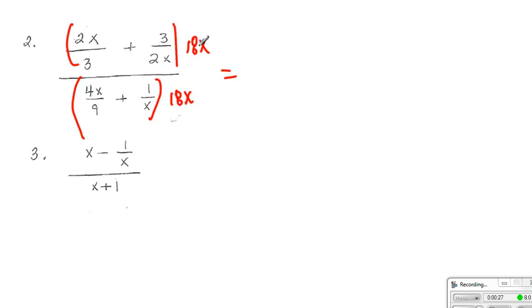Then what we end up getting is, when 18x multiplies by 3, we have 6x, hence we end up getting 12x squared for the first one. Here we have 9, so plus 27, multiplying that by 3. On the bottom, 2x with 4x becomes 8x squared. And x and x cancel out, we have plus 18.